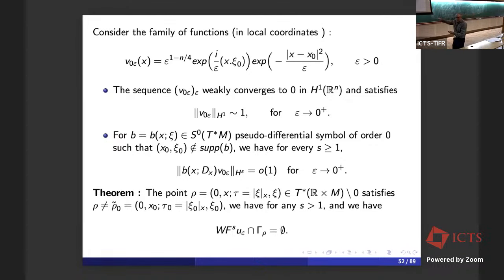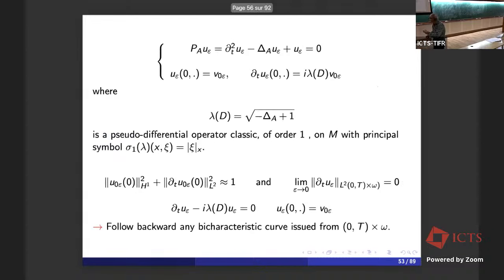I didn't write it here. We will just find it. It's a solution of the wave equation. With which data? You're right. I should reserve a full slide for this.